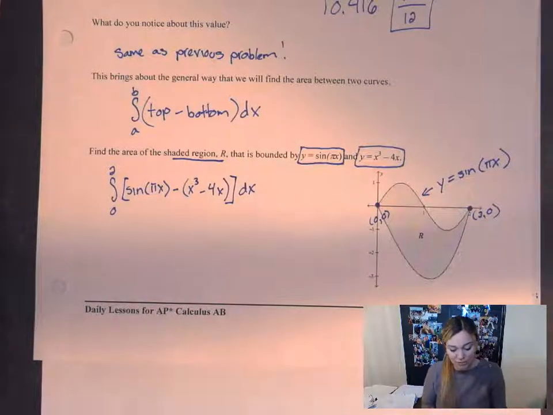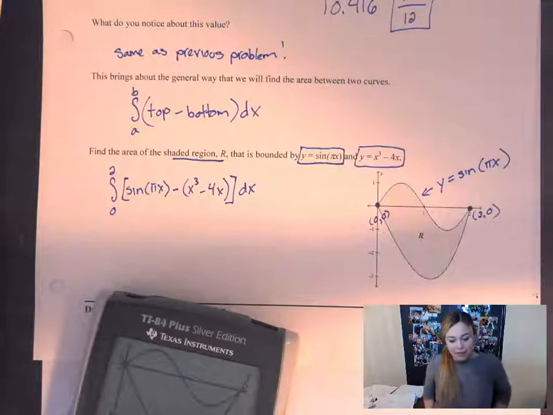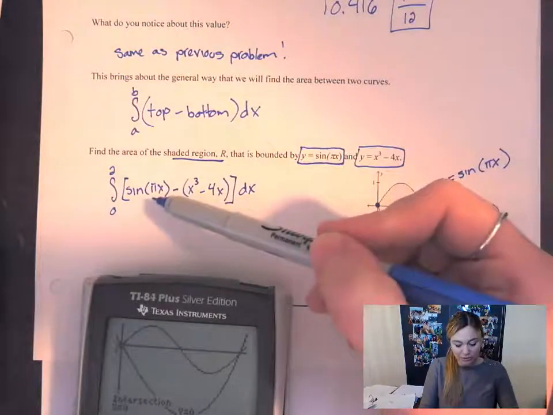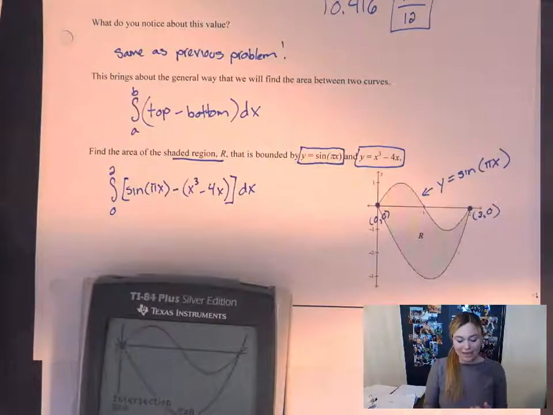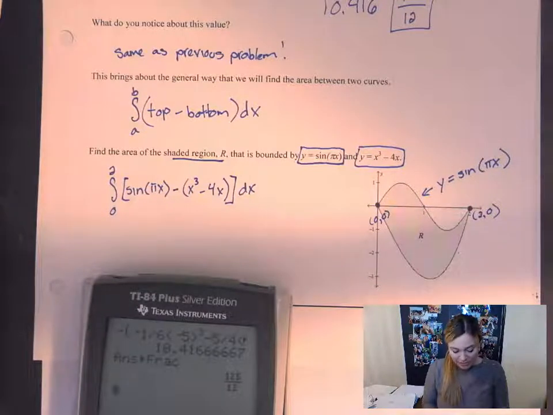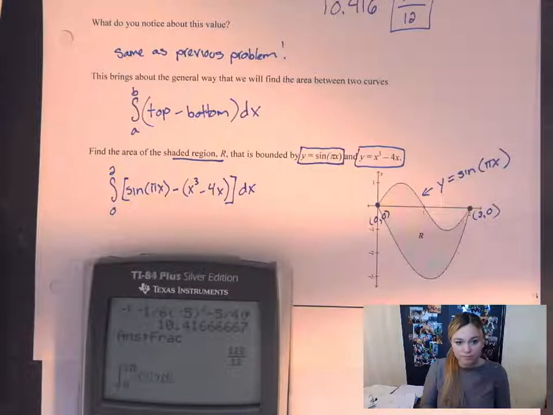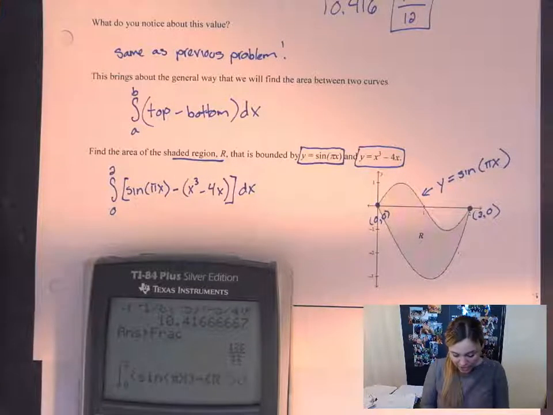And now this is just a calculator problem. If you have an older calculator and you need to do it on this screen, you actually have to do each one of these integrals separately. You can't, there's not a way that your calculator will do this between the two curves, unless maybe you have the Inspire or something, and then I bet it's fancy like that. But what I'm going to do is go back to the main screen, and I'm going to do the integral 0 to 2. And I'm going to do sine of pi x minus, don't forget parentheses here, really, really important, x cubed minus 4x, close parentheses. I can see my other parentheses are already closed.